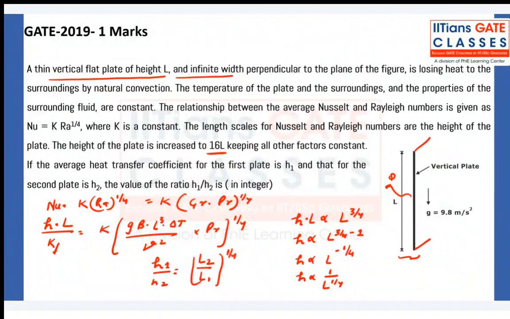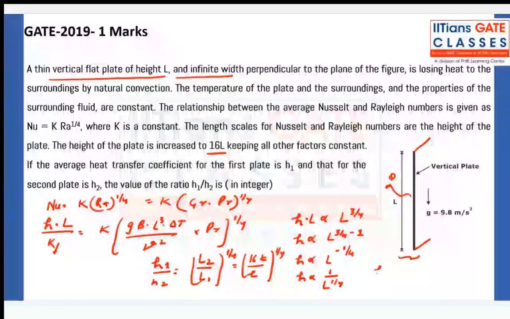Now L2 is 16L and L1 is L, to the power 1 by 4. L and L will get cancelled, and H1 by H2 is equal to 2. So the answer is 2.